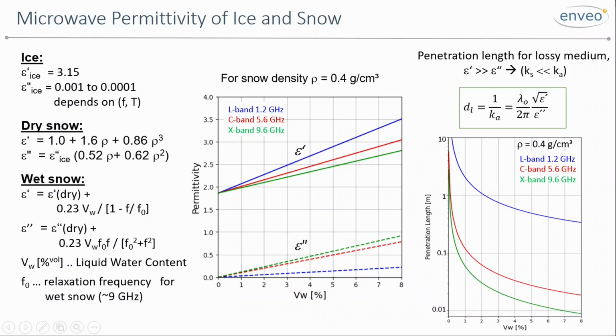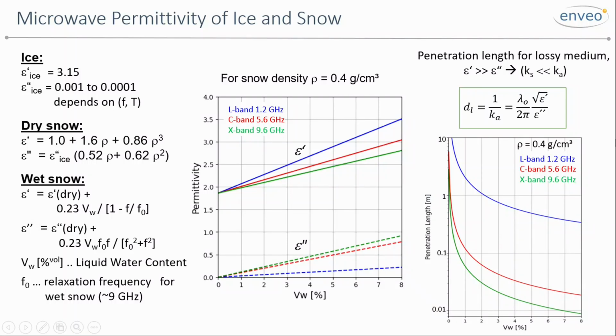We can calculate the penetration length. So this is in view direction of the radar signal. It depends on the wavelength, in principle on the frequency, and on the real and imaginary part. And that can be calculated, of course, again, for a snow density of about 400 kilograms per cubic meter. I showed here for different frequencies, L, C, and X band. These are the main frequencies where our satellites are currently operating.